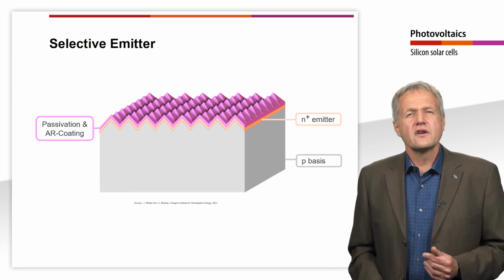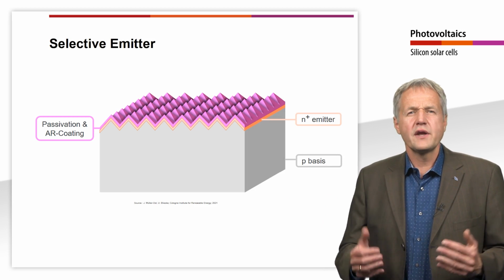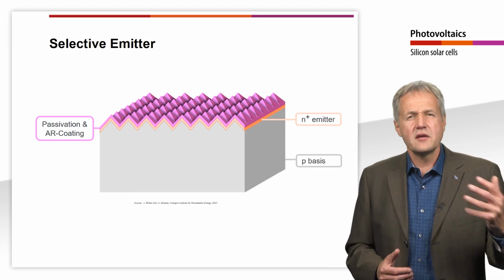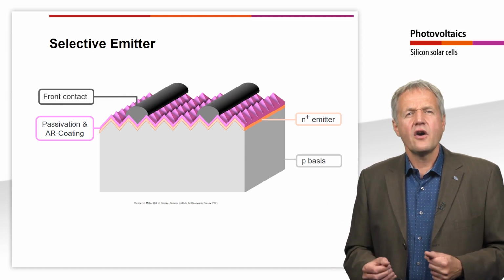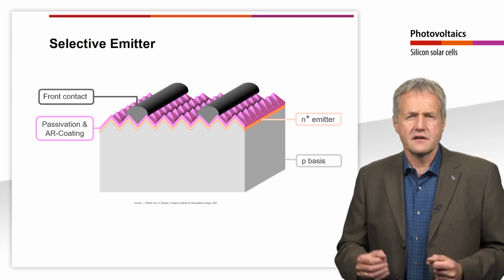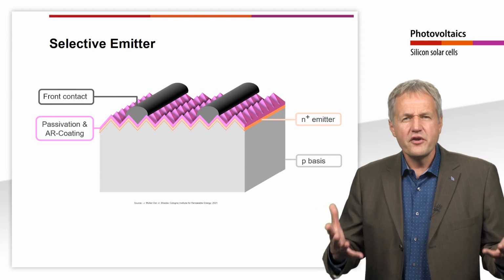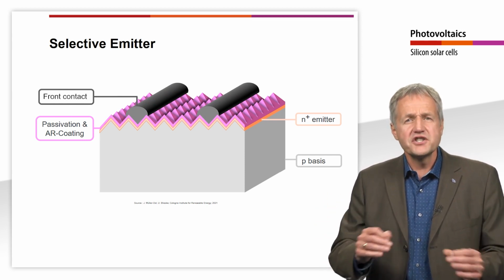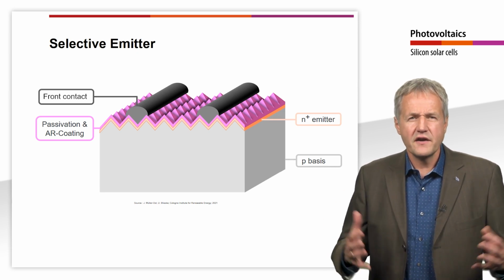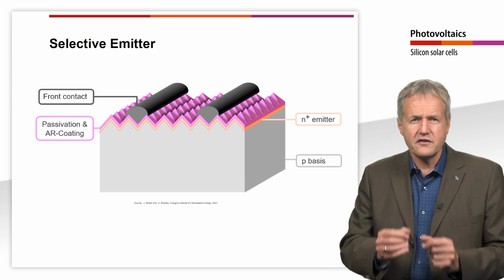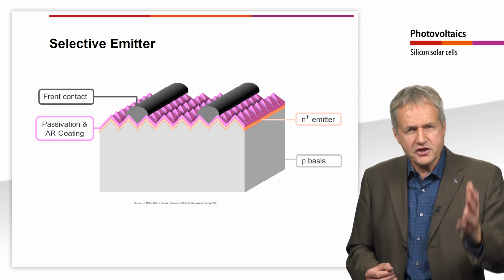Let's now look at what happens when we apply contacts to the emitter. The passivation layer on the emitter is insulating. It therefore prevents the charge carriers from reaching the contact fingers. Therefore, the contact fingers must penetrate the passivation layer in order to have direct contact with the emitter.